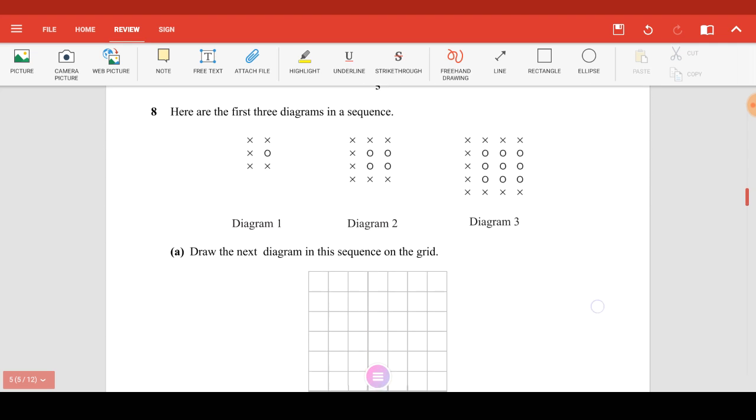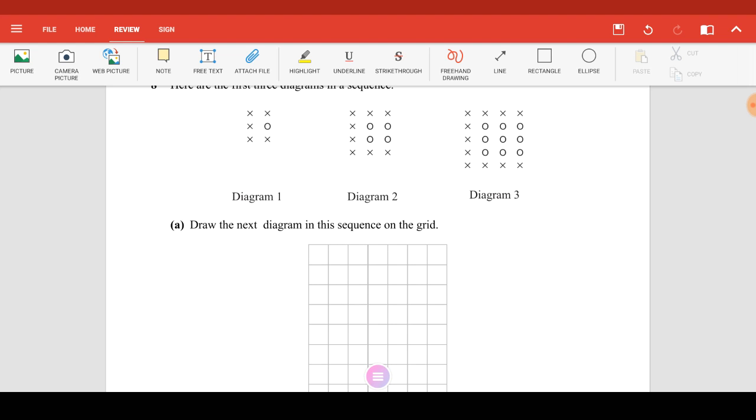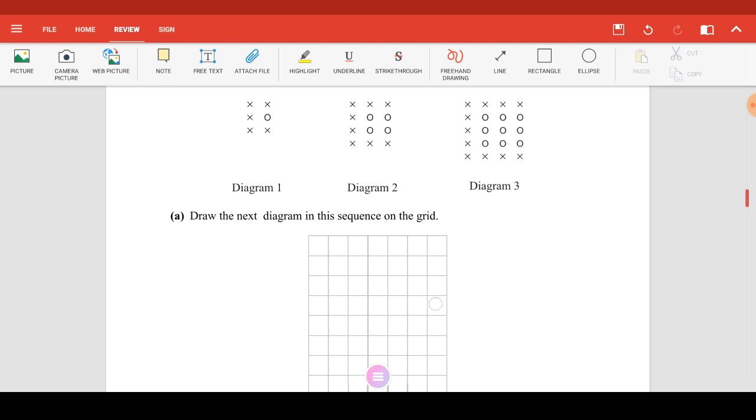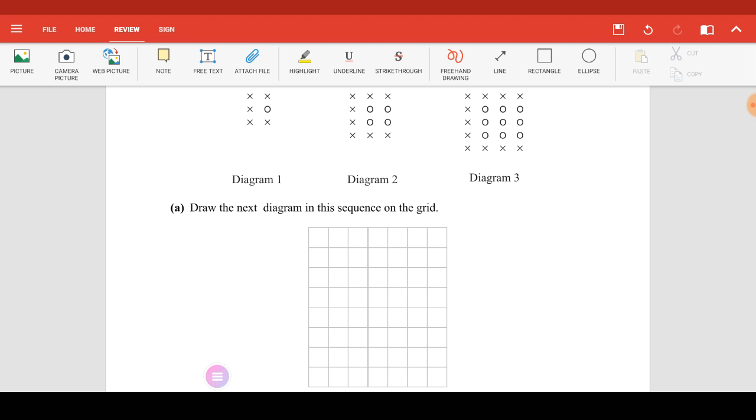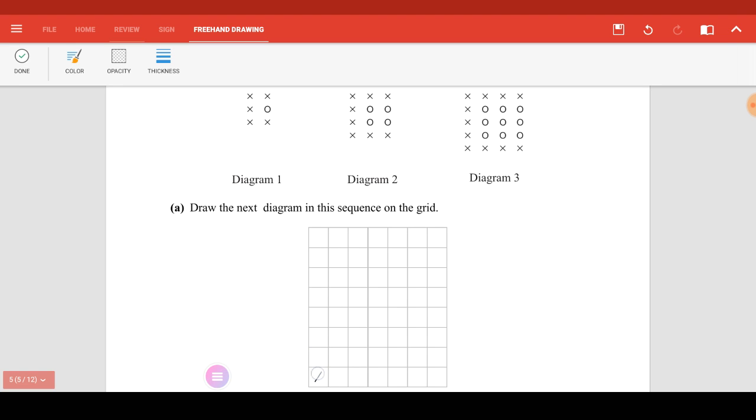Some of you make a lot of mistakes here. Here are the first 3 diagrams in the sequence. As you see, we have one circle surrounded from 3 sides by crosses. During the next diagram, you can draw as follows. You can write 3, 3, 4, 5. This should be 6. 2, 3, 2, 3, 4, 5, and this should be the same.